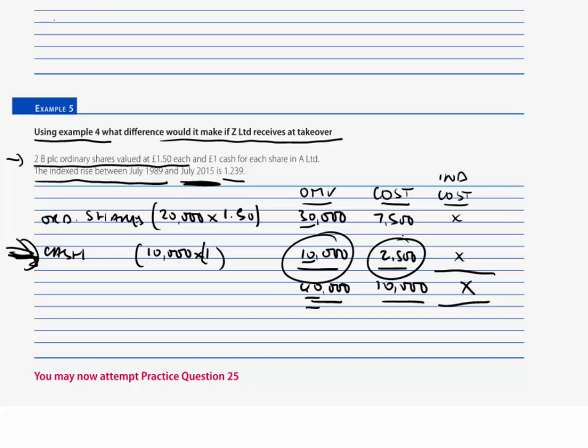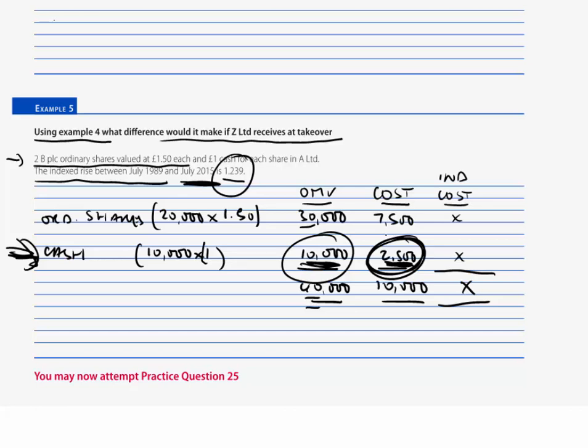£2,500. What do we then need to do, having deducted cost of 2.5 from proceeds, cash received of 10? We'd have an unindexed gain of £7,500, from which we deduct indexation allowance. There is your indexation factor, 1.239. What is the cost figure in this gains calculation? £2,500. Multiply out the 2.5 by the factor of 1.239. You have your indexation allowance, deduct it and derive the chargeable gain that arose, therefore, at the time of takeover.